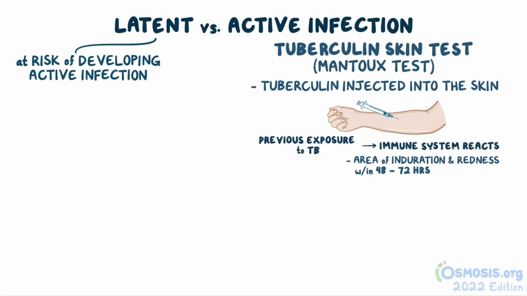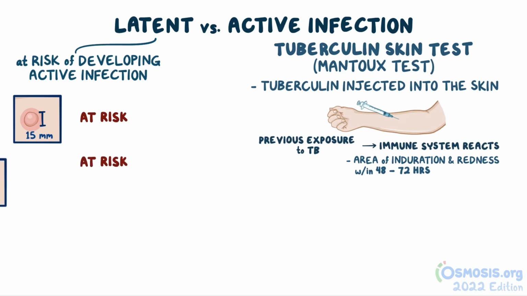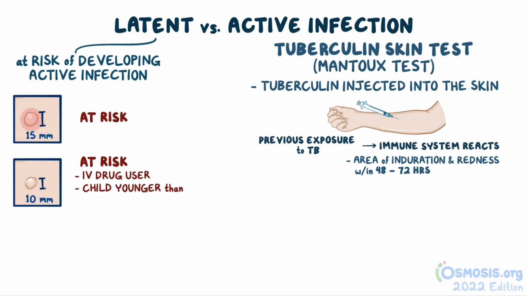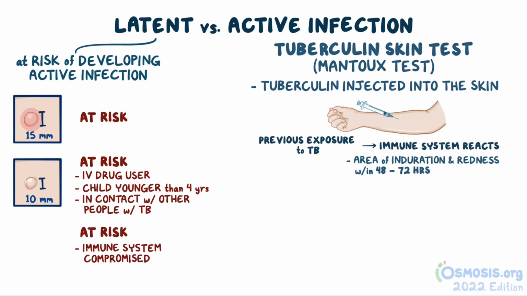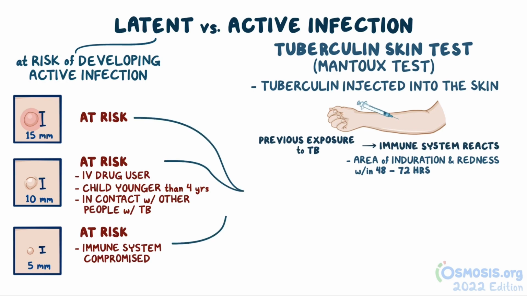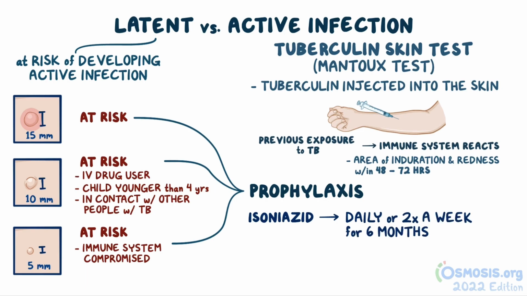If this area is greater than 15 millimeters, the patient is at risk of developing the active infection. This is also the case when the reaction is greater than 10 millimeters and the patient is an intravenous drug user, a child younger than 4 years old, or who's been in contact with other people with TB. Finally, when the immune system is compromised, like with AIDS, a tuberculin test reaction of 5 millimeters is enough to indicate treatment. So, in all of these cases, it's important to stay ahead of the game and do prophylaxis, which typically involves taking isoniazid daily or twice a week for 6 months.